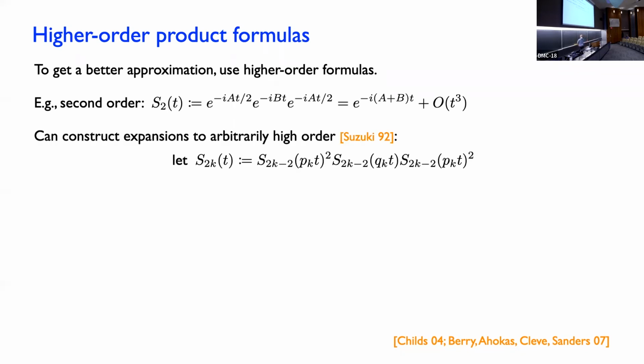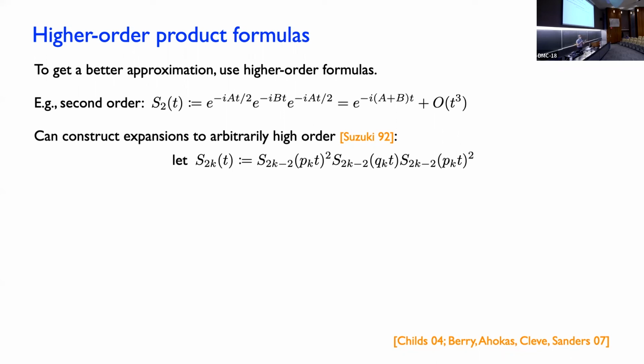And in fact, expansions to arbitrarily high order were constructed by Suzuki in the 90s, not thinking about the context of quantum computation, but just thinking about classical numerical methods. But it turns out you can apply these methods also in the context of quantum computing. He gave a construction that's described here. Actually, he gave other constructions too, but this is the one that's most useful for quantum computing. It involves taking lower order formulas and using them to construct higher order formulas recursively. His construction always gives formulas of even order, because it always increases the order by 2 when it goes from one formula to the next.